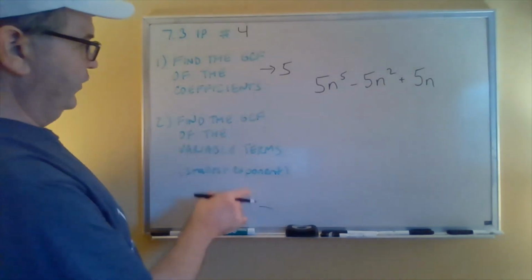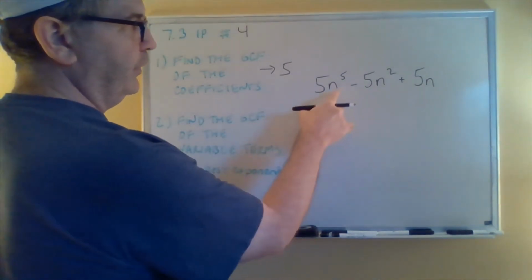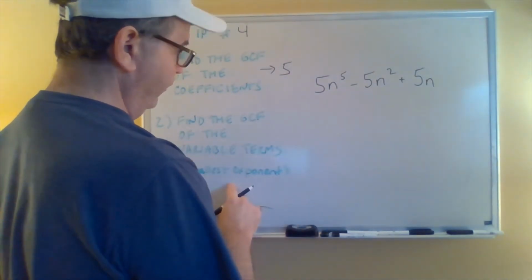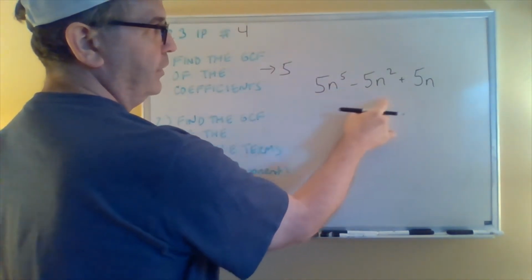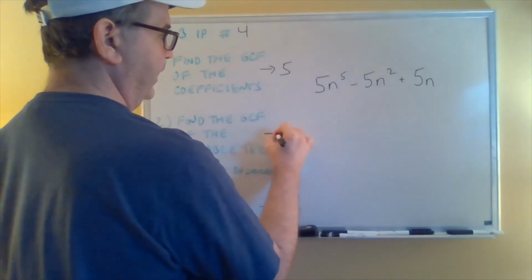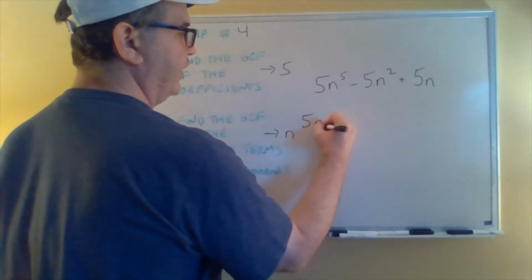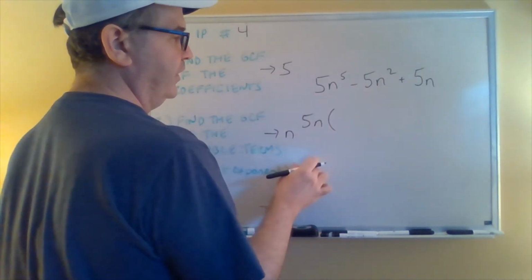Now we're going to find the greatest common factor of our variable terms. The only variable present in all 3 terms is n. And we're looking for the one with the smallest exponent out of n to the 5th, n squared, and n to the 1st, and that would be just n. So we're going to be pulling a greatest common factor of 5n out of our expression here.